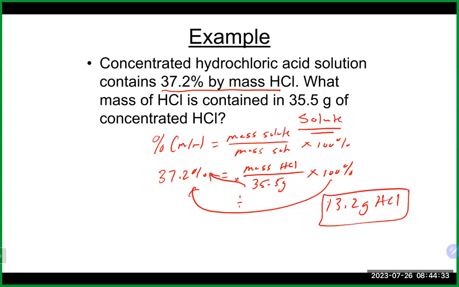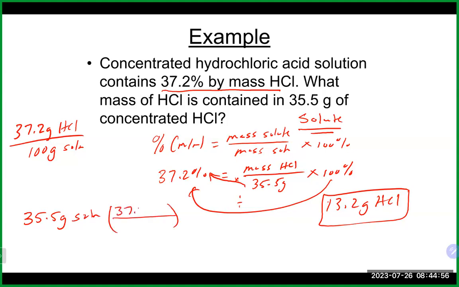Again, this is the one I think I did previously, more of a conversion factor sort of way. That 37.2% means you would have 37.2 grams of HCl in 100 grams of solution, which means you can just set it up like a dimensional analysis where you take the 35.5 grams of solution using our percentage as a conversion factor. And those cancel out, and obviously you would get the same answer here. This is really the same math as you did here. So you can do it the same way, either way in that particular case. Any questions on that one there?